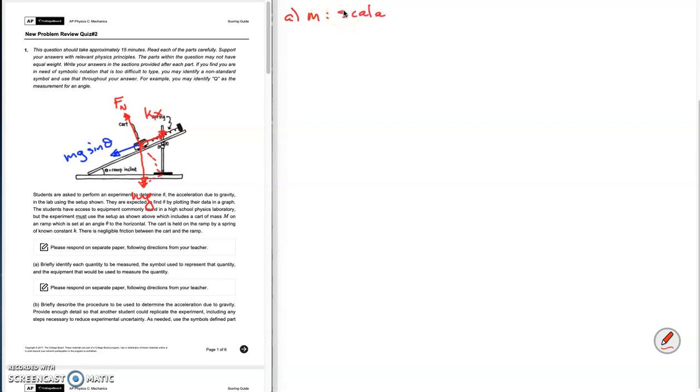And that's supposed to be an E for scale. So to measure the mass of the cart, and if we put more masses in there, we're going to need a scale. Do they say that they want, let's see here, what are we measuring? The symbol used and the equipment. Okay, so mass, we're going to use M, and we're going to use a scale to measure that. And theta, we're going to need a protractor if we change the angle.